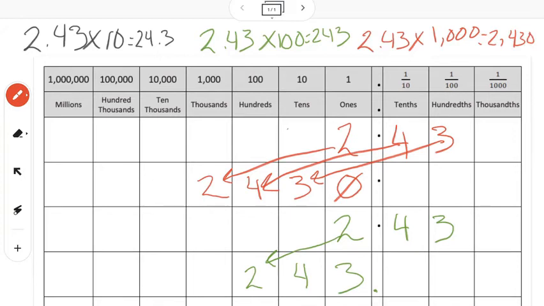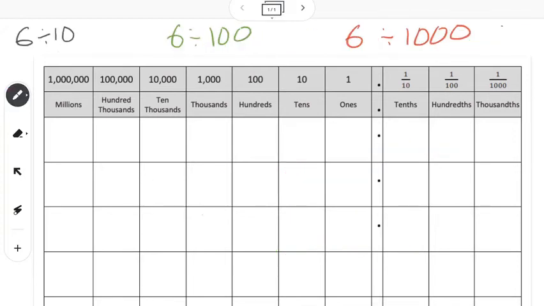Okay, we're going to take the number 6 and divide it by 10, 100, and 1,000. So we'll start with 6, and this is 6 ones, and divide it by 10. So 6 ones divided by 10. We're going to move one spot over to the right. It is the equivalent of 6 tenths.